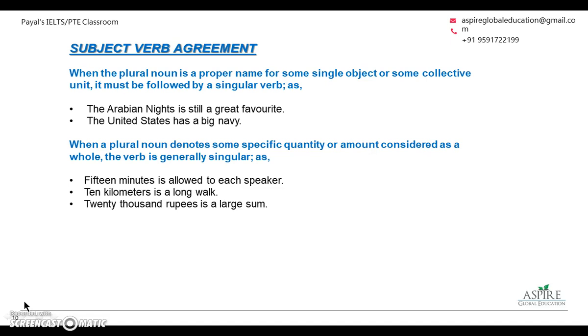Now when a plural noun denotes some specific quantity or amount, like 50,000 rupees, we don't have to count every note. No, it is taken as a specific amount. So we will use a singular verb: "is a big amount". 10 kilometers is a long walk. 15 minutes is allowed to each speaker.